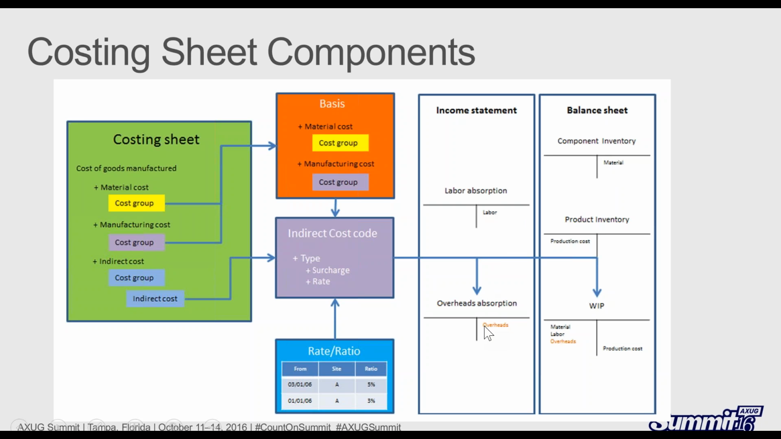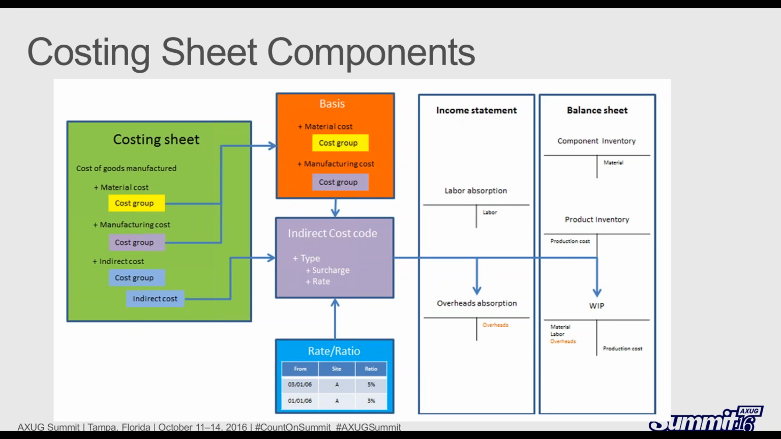So the labor absorption, of course, is going to be based on how you have your posting profiles set up, and then it's going to decrease your material, decrease your expenses, go into the cost of inventory or production cost, work in process first, then into your inventory, and then out the door is your cost of goods sold.